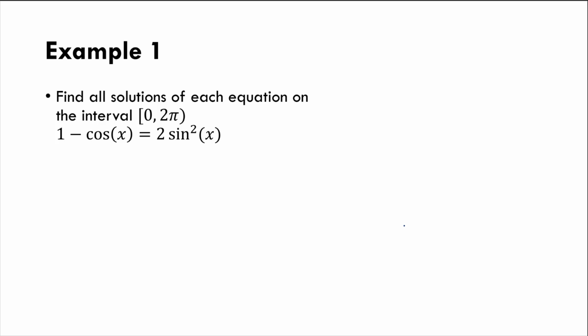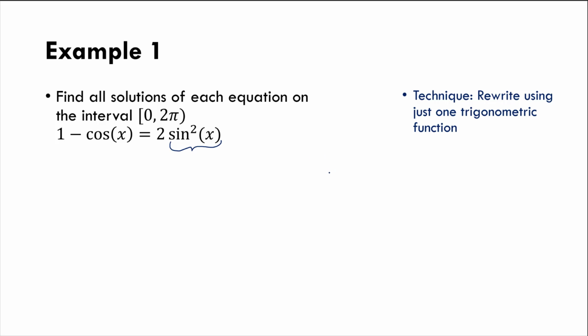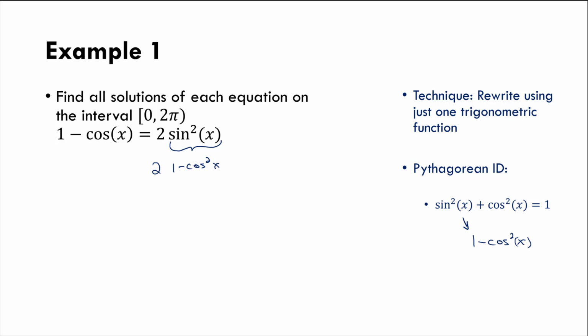Our prompt is to find all solutions on the interval 0 to 2 pi. I now have cosine and sine in my equation, so I need to rewrite this using just one trigonometric function. We're going to do that by turning this sine squared of x into something with a cosine, using our Pythagorean identity that says sine squared plus cosine squared is equal to 1. When I solve for sine squared of x, I get 1 minus cosine squared of x. So I'll have 2 times 1 minus cosine squared of x instead of 2 sine squared of x, and that's going to be equal to 1 minus cosine of x.